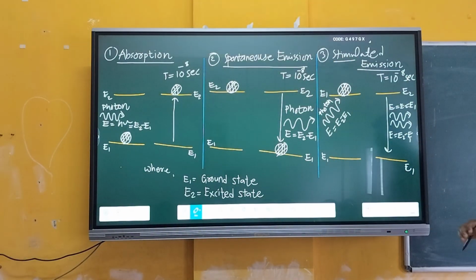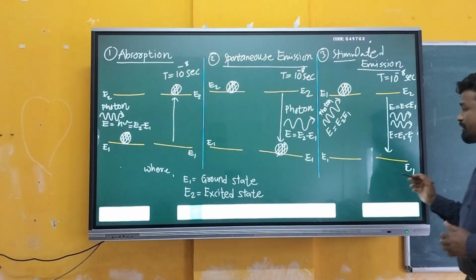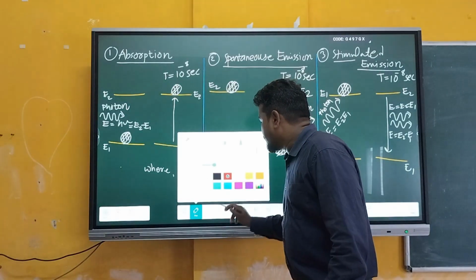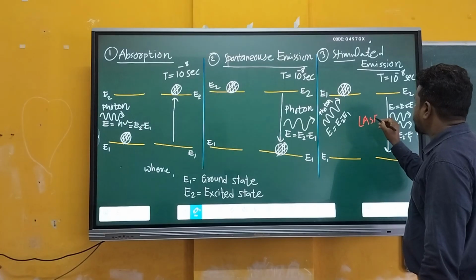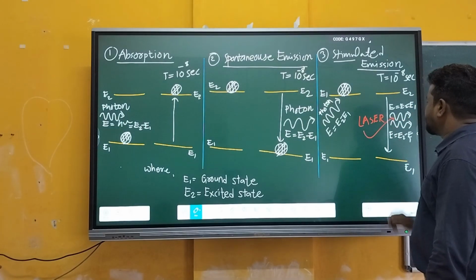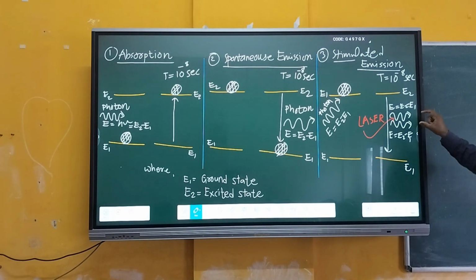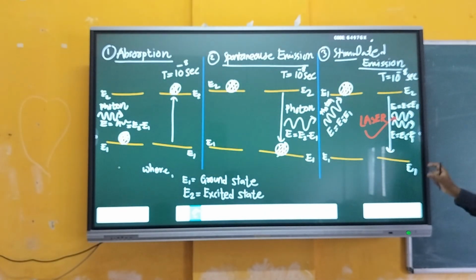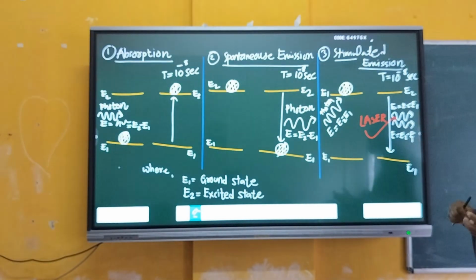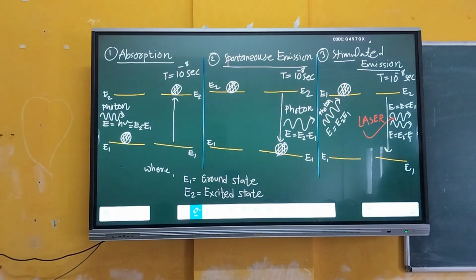These two photons are exactly in phase with each other, so we can say these photons are coherent, and because of that, this is called laser. This photon is nothing but laser. So here we got the laser, in which type of emission? Stimulated emission. We got two photons in phase with each other, and laser is an artificial emission. It is not a natural process. Emission is there by force.